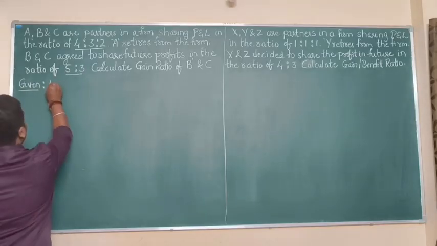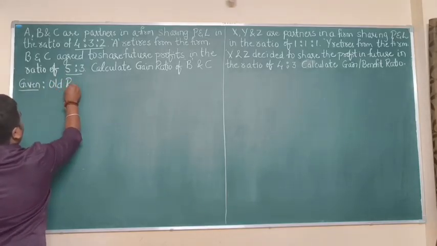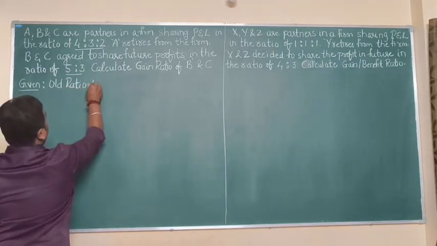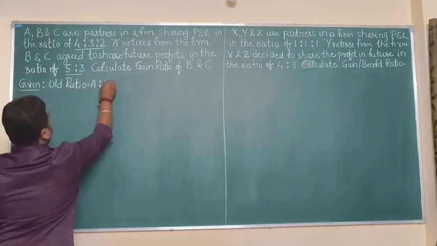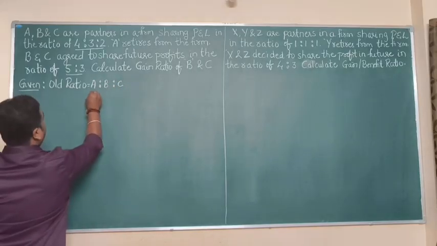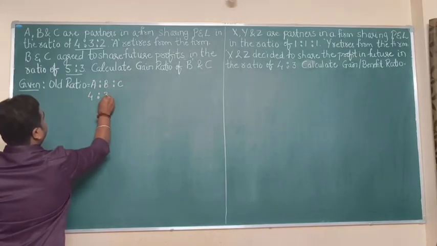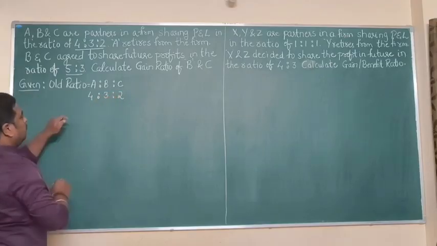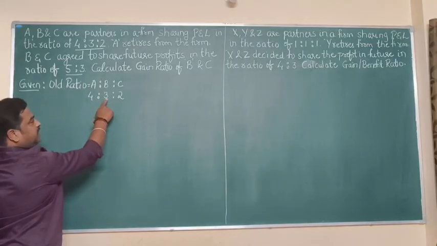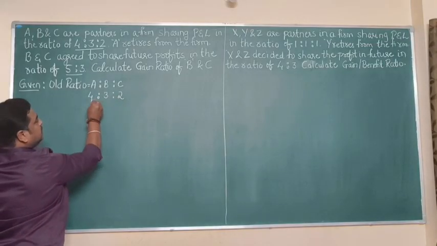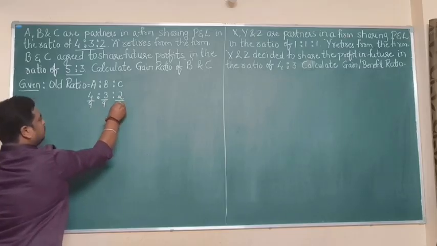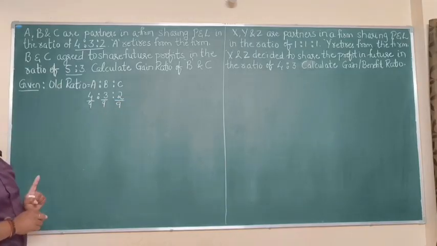Given: old ratio is equal to, who are the old partners? A is to B is to C. What is their ratio? 4:3:2. If you want to express this in fraction, as I have taught you, 4 plus 3, 7, 7 plus 2, 9. Add up all this. So it is 4/9, 3/9 and 2/9. So this is the old ratio.